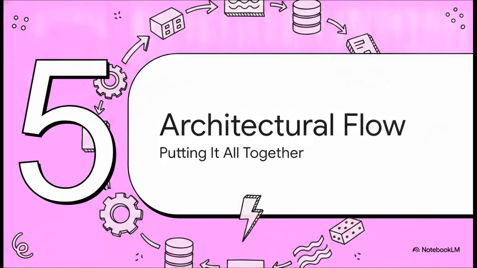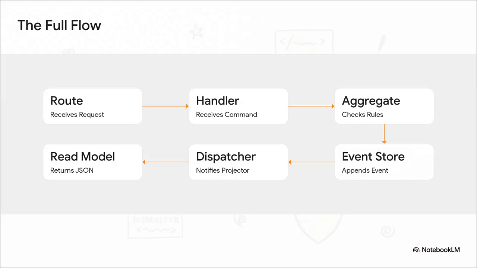Part 5, the complete architectural flow. Now it's time for the really fun stuff. Let's combine all these pieces into a single, cohesive lifecycle. Imagine a user clicks Reschedule on our appointment app. Here is the exact day in the life of that request using a lightweight framework like Slim PHP and EventSauce. Step 1. The Slim route receives the HTTP request. Step 2. The controller creates a command object and passes it straight to the command handler.